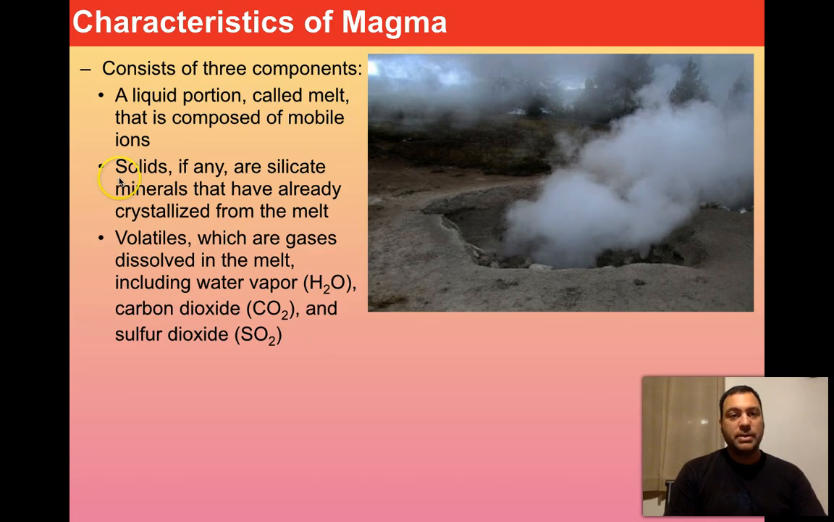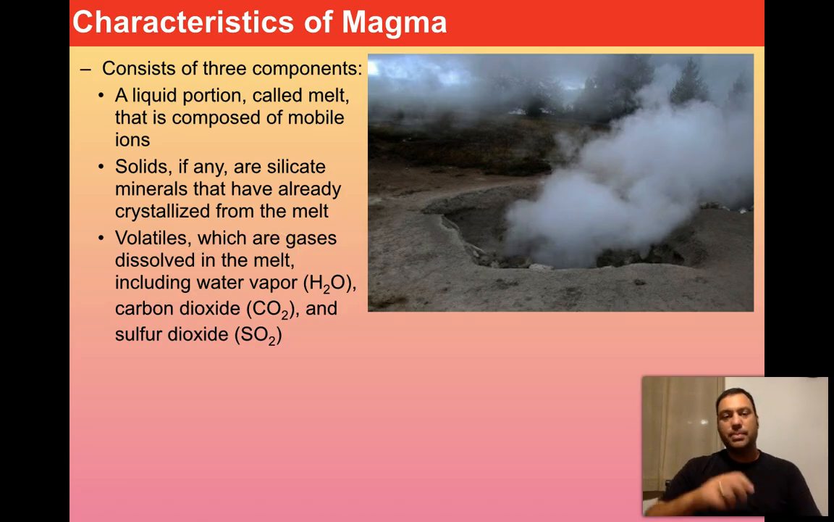Solids are the second component, if any. There are not always solids, but if they're present, they're usually silicate minerals that have already crystallized from the melt. Usually these minerals are really high temperature minerals like olivines and hornblendes, things like this that are already present. And then volatiles. A volatile just means it's a gas that is dissolved in the melt.